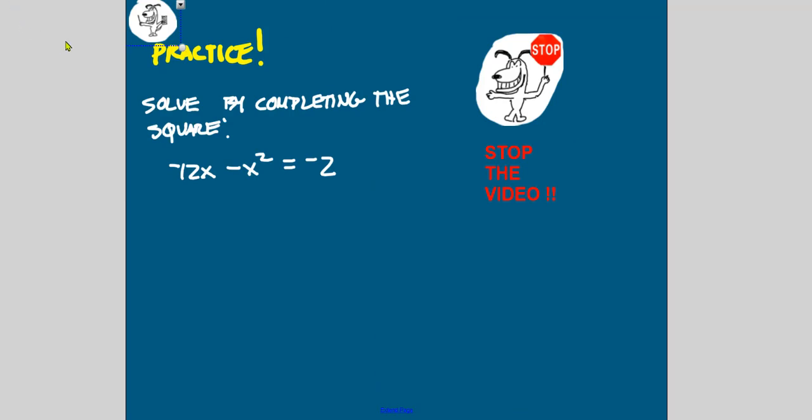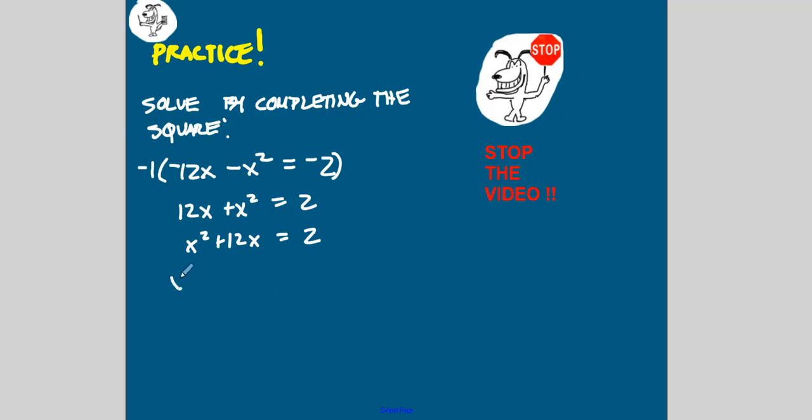Okay, stop the video, do this one. I have negative 12x minus x squared equals negative 2. And then when you're done, start the video again. So in this one, you could factor out a negative 1. I'm just going to multiply everything all the way across the board by negative 1 first. Okay, so that becomes 12x plus x squared equals 2. Now rearrange this to have the leading x squared term precede the x term. So we have this. Now this is pretty easy compared to what we've been doing.